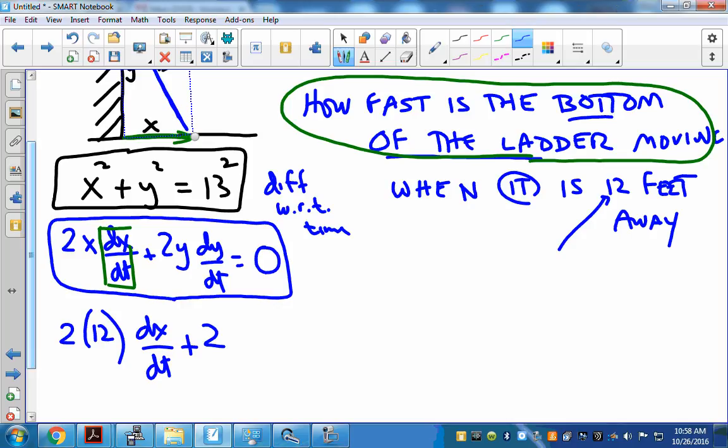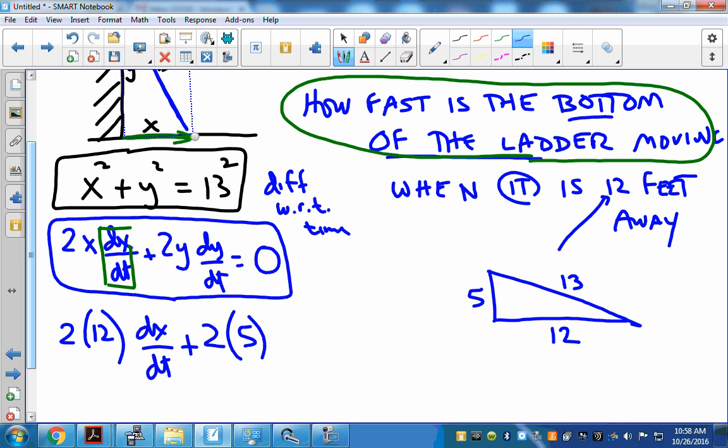Do we know what y is? Well, basic geometry will tell us that if the bottom of the ladder is 12 feet away and it's a 13-foot ladder, this has got to be 5 feet. So y has got to be 5. 5, 12, 13, a nice Pythagorean triple.